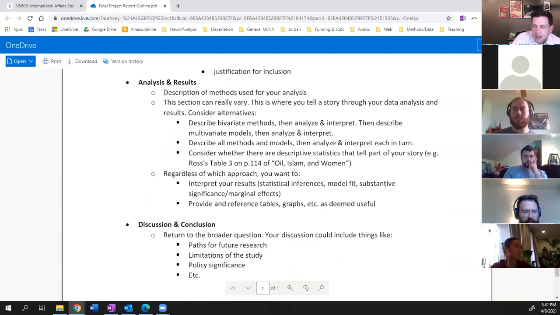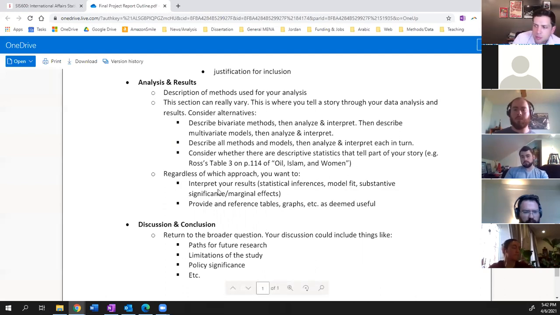And I elaborate on that a little bit further here, where I say this section can vary in terms of how you want to tell your story about the methods that you're using, right? You could describe each method individually, followed by the results, or you could discuss wholesale the methods that you're going to be using, and then go about doing the analysis and discussing the results.